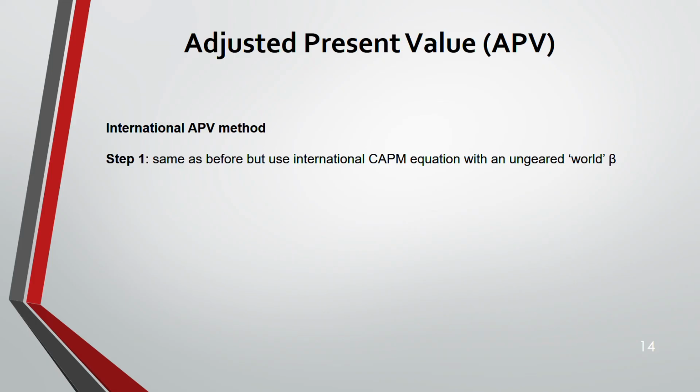They will tell you this is the world risk, this is the world risk free rate. Usually they have not given a question until now on international adjusted present value, but if they give, the process is the same. It's just that the CAPM is international and the beta is world beta. But you have to use ungeared beta, like the domestic one.